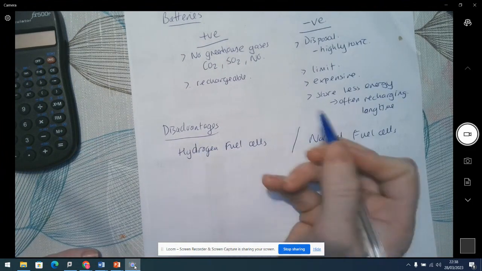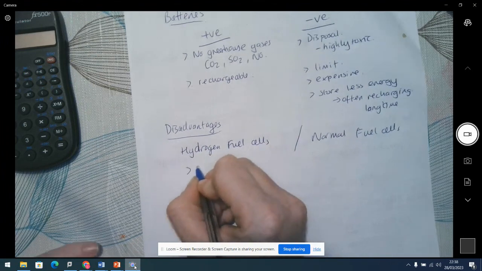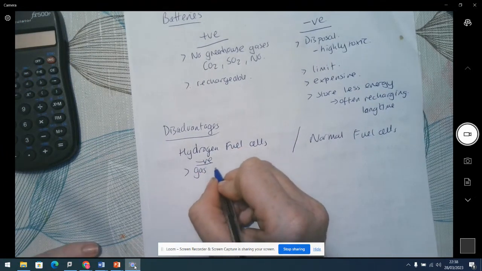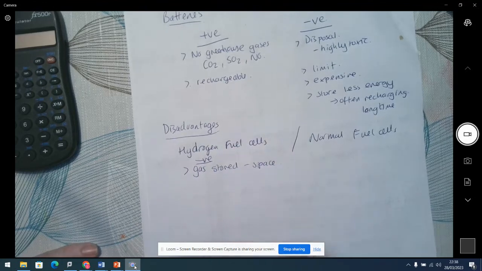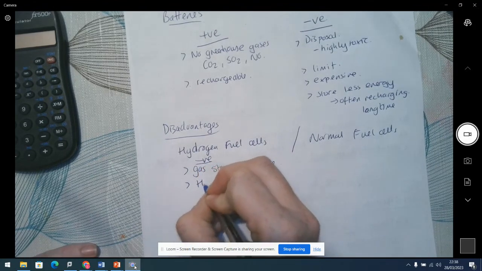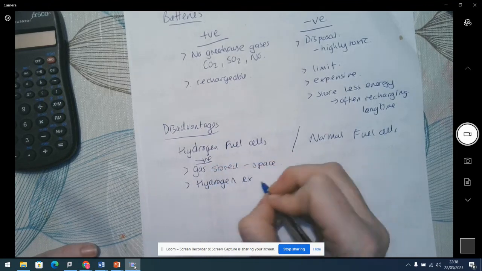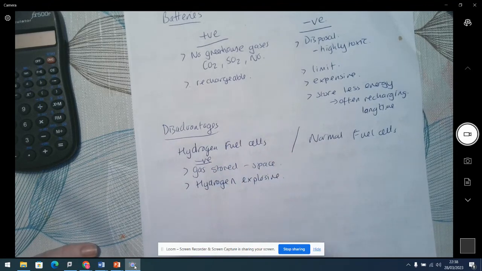Obviously, an advantage would be that you don't make greenhouse gases. But the disadvantage is the fact that we have a gas, and so these are our negatives, and gases need to be stored, which requires space, which is obviously a negative because we need space within the car to do that. Hydrogen is explosive. It's what powers the sun, for example. So it's dangerous, and therefore, in terms of safety, it's a concern.